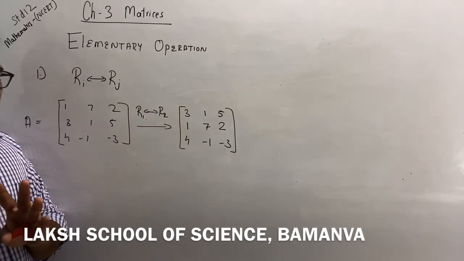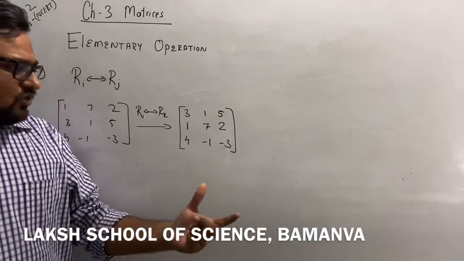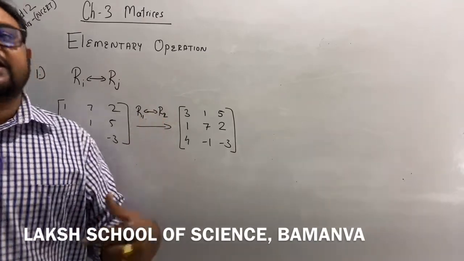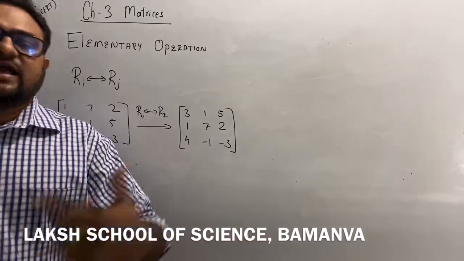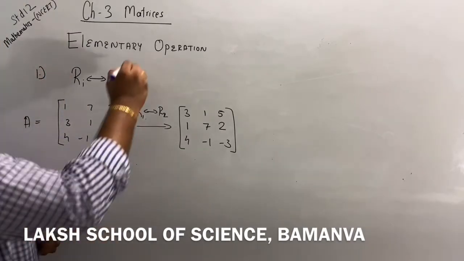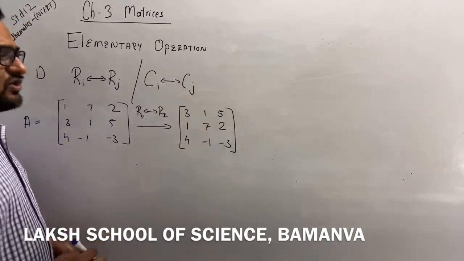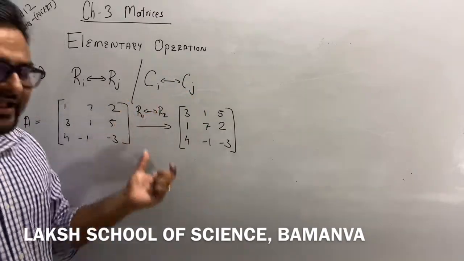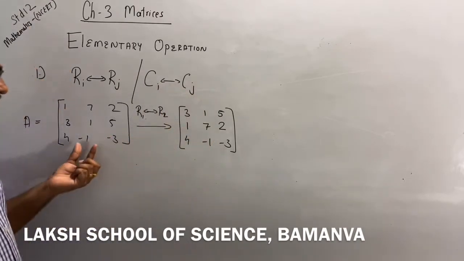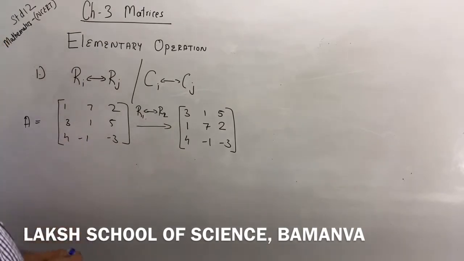So if you are having any equation where on the LHS there is one matrix and on the RHS there is one matrix, then when you apply this, you have to exchange row 1 and row 2 in both matrices, one on the LHS and one on the RHS. Similarly, you can also exchange columns. Ci to Cj means you are exchanging the ith column with the jth column. If it is C1 to C2, then we have to exchange these two columns. Clear?